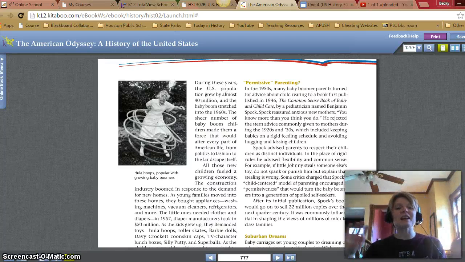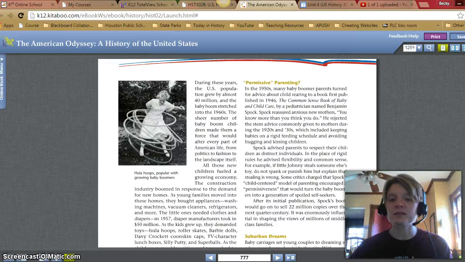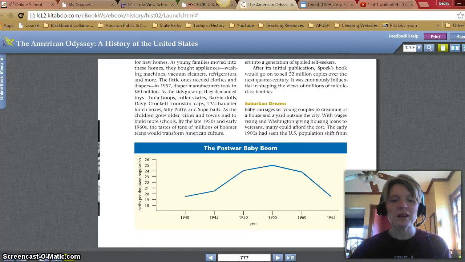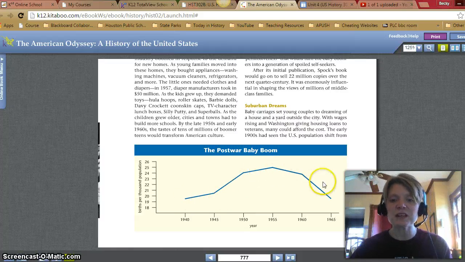Oh God, I love this. It's so exciting, isn't it? And here's a picture of the infamous hula hoop. And here is a graph showing the baby boom. Look at there, 1940, and then it shoots up to the 50s and doesn't start falling until after 1960.